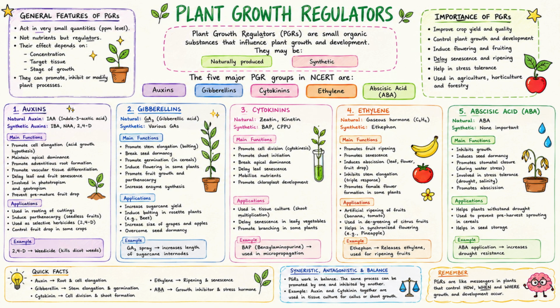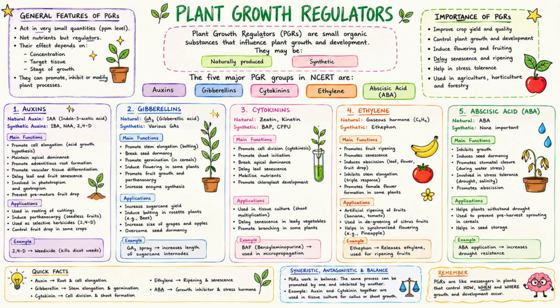Plant growth regulators are small organic substances that control and influence the growth and development of plants. They help plants perform different activities such as cell division, cell enlargement, flowering, fruit development, fruit ripening, seed germination, and seed dormancy. Plant growth regulators can be naturally produced by plants or they can be made artificially and are called synthetic plant growth regulators. There are 5 major groups of plant growth regulators. The first group is auxins.